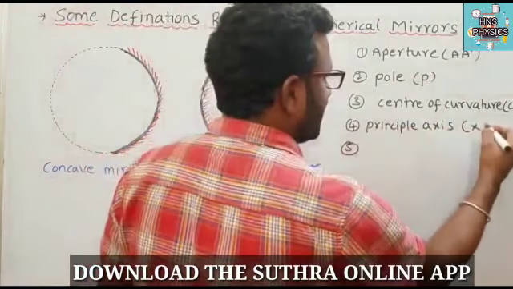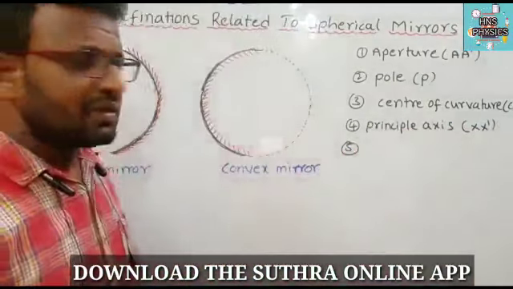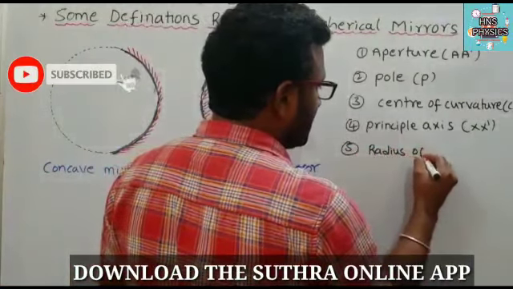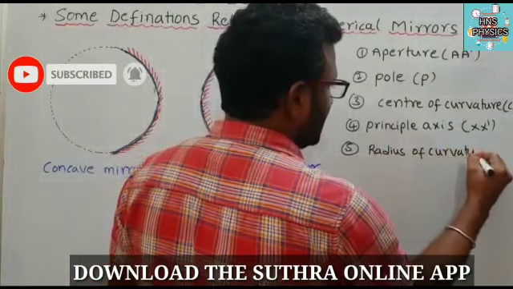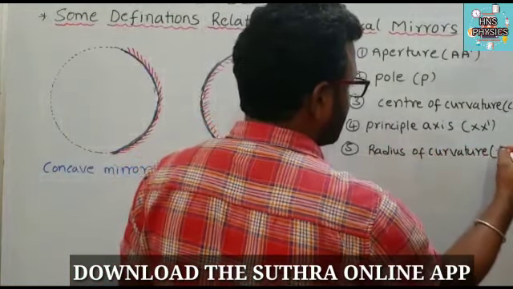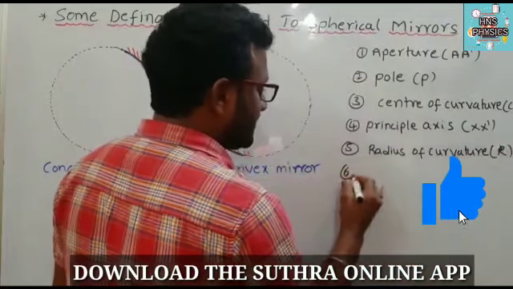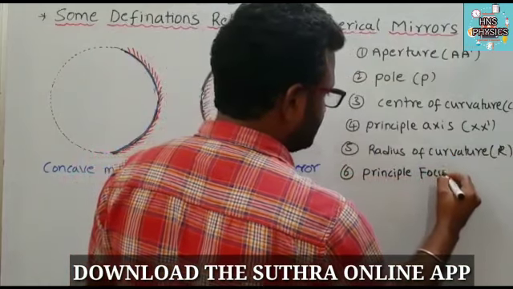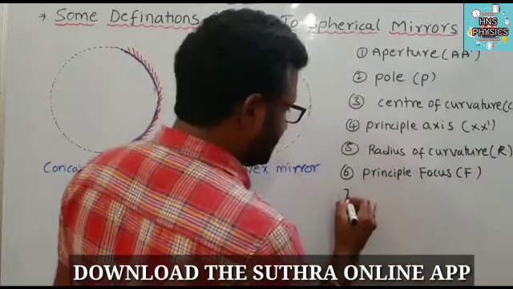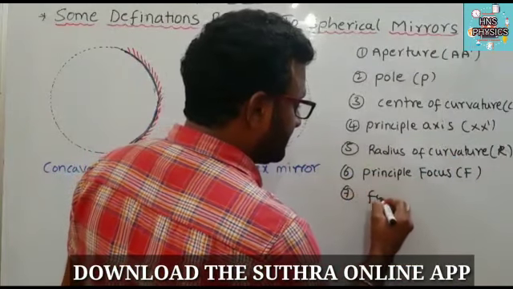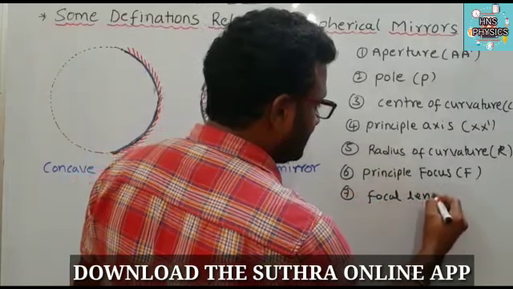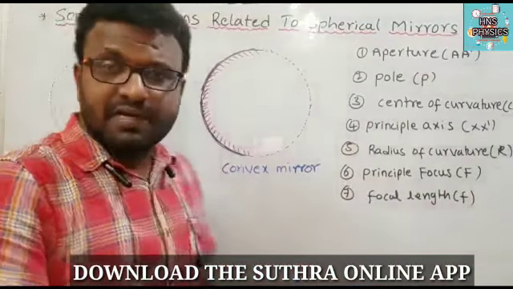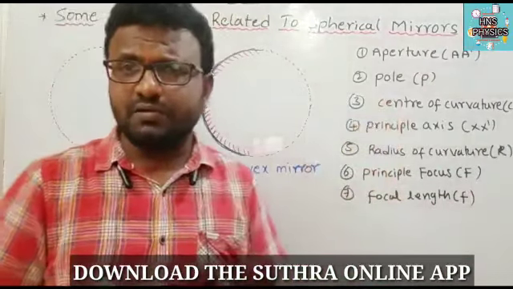The principal axis I am naming X dash. The fifth one, radius of curvature, is denoted by capital R. Next, the sixth one, principal focus, denoted by capital F. Next, the seventh one, focal length, denoted by small f. So these are the terms, or definitions, related to spherical mirrors.